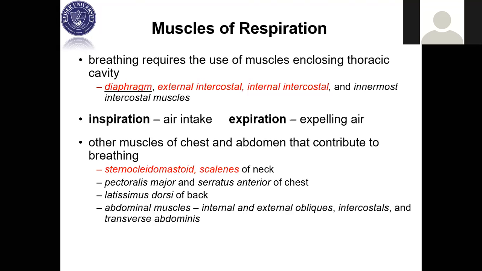Now we have these other muscles that contribute to breathing. We talked about the scalenes, which is more of a muscle used when a patient has breathing problems. But some of the other muscles that you might see is pec major and serratus anterior, the latissimus dorsi, a lot of the abdominal muscles, internal and external obliques, and the transverse abdominis are also muscles that help with breathing. Okay, so let's go over some of these muscles.